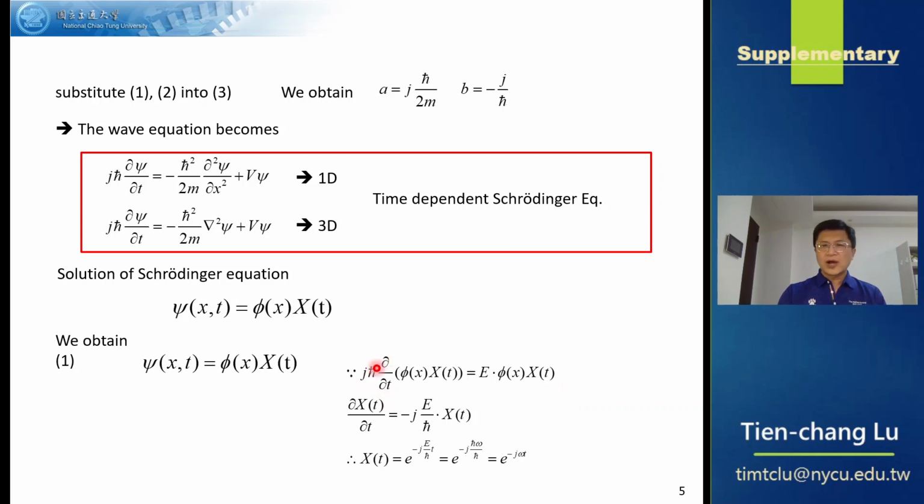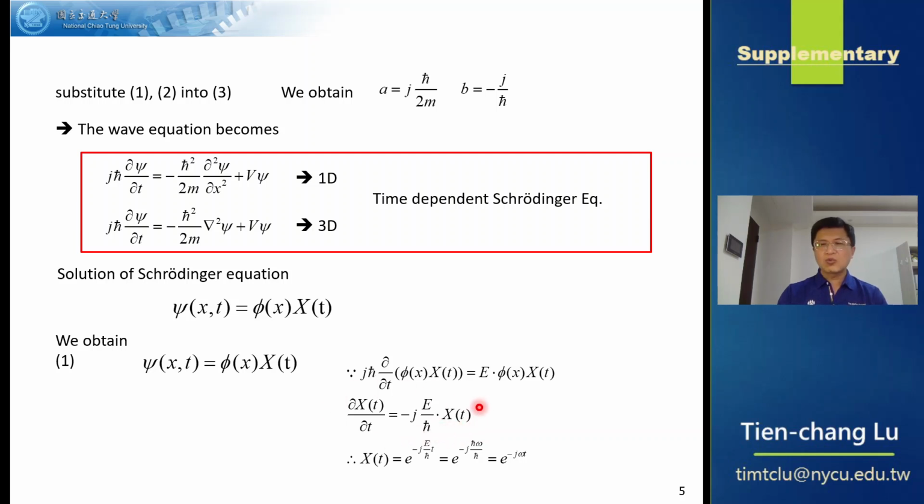Because this one has nothing to do with time, we move this out of the derivative and cancel both sides of the equation. The remaining part is d chi divided by dt. We move this one to the right hand side of the equation, and it equals minus j divided by h bar times E. Since this one has been cancelled out, the remaining part is chi as a function of t.